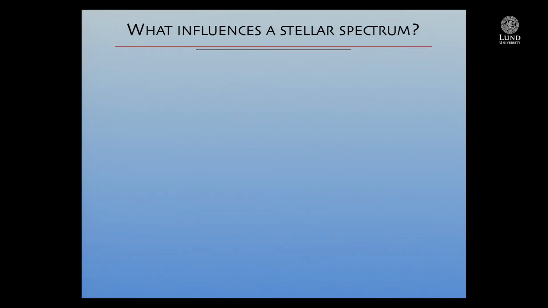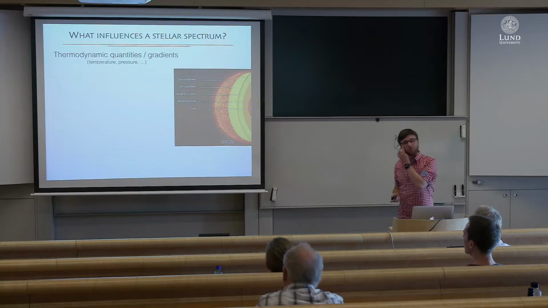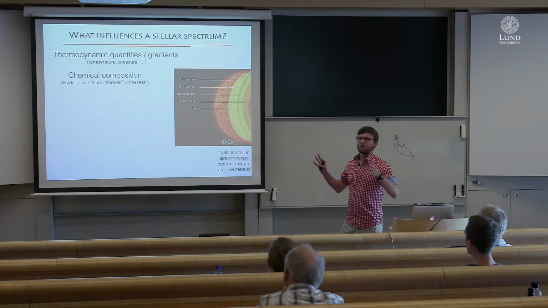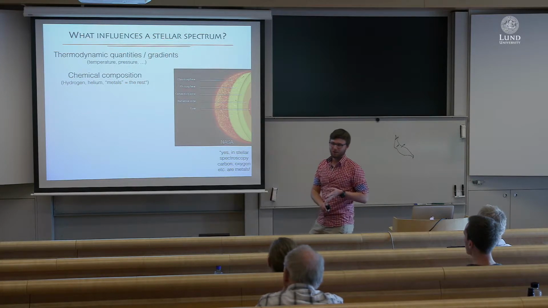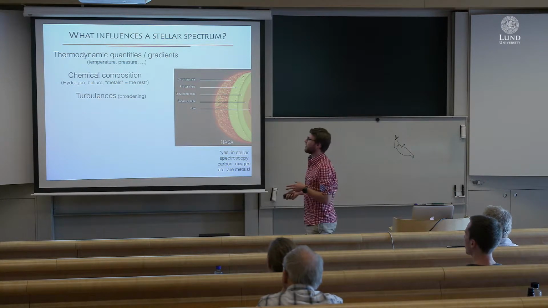And the way we want to do that is, of course, we want to first figure out what influences stellar spectra. And some of those things are actually coming from the stars themselves. So we have some thermodynamic quantities or gradients that basically form the spectrum. Then we have the chemical composition, and as Gregor said before, we, as spectroscopists, say we have hydrogen, helium, and metals, which also means that carbon and oxygen are metals for us. It sounds a bit weird, but it's quite practical when you actually do spectroscopic analysis.